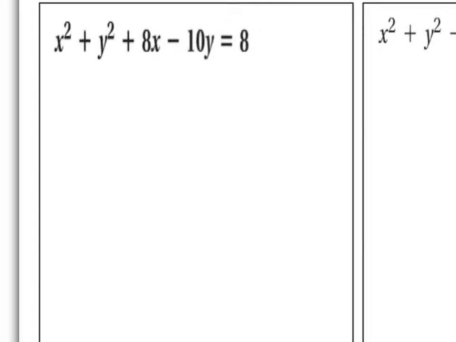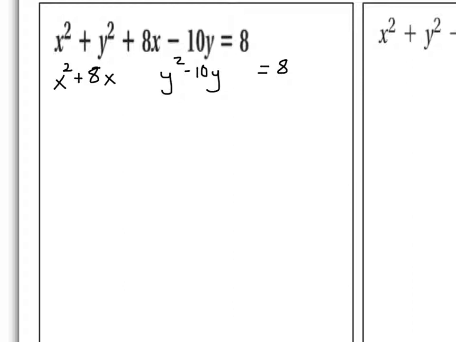We've got x squared plus y squared plus 8x minus 10y. First thing I want to do is put all my terms that are the same letter together. So I'm going to take x squared and put it with plus 8x, and leave a space there. Then I'm going to put y squared with minus 10y, and leave a space there. I'm going to put an equal 8.